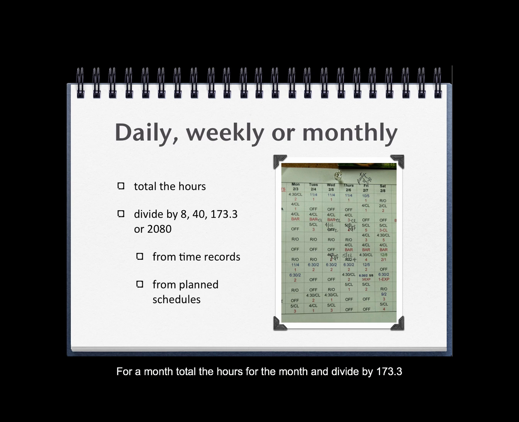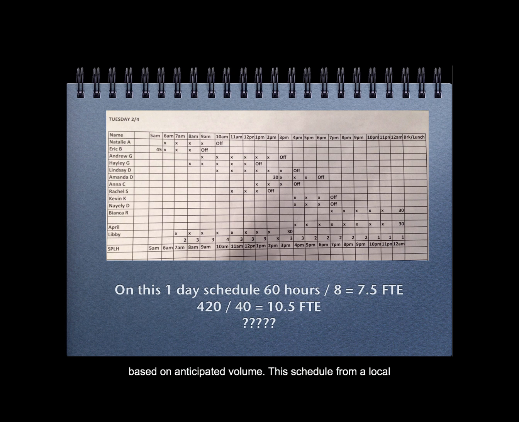For a month, total the hours for the month and divide by 173.3, which is derived by taking 2,080, one full-time employee for a year, and dividing by 12. Or for a year, the total hours worked in a year divided by 2,080. This can be done retrospectively based on time records or prospectively as the schedule is planned or modified based on anticipated volume. This schedule from a local Starbucks is unique because it is just for one day.